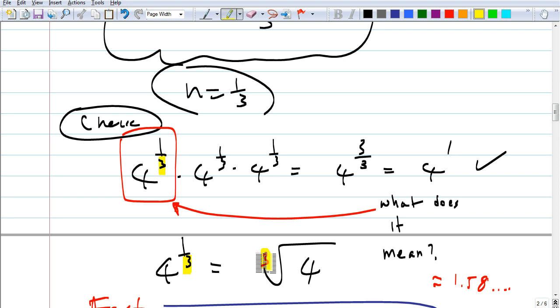Lara. So 1.58 cubed is 4. Yes. Almost. But almost. Because guess what? This number, cubic root of 4, is an irrational number. It's a number that goes on forever without repeating. So that's why I wrote down the squiggly line here, right? That's an approximation. Hmm? Judy.